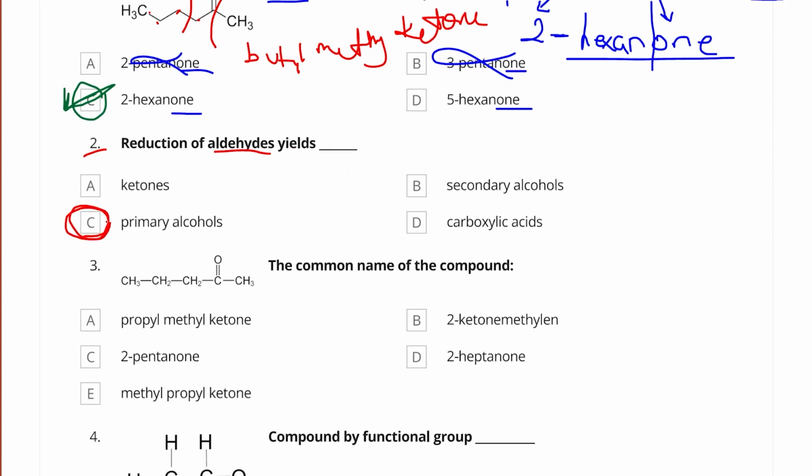Primary alcohol. This is the answer, not the secondary alcohols, as the ketones. The reduction of ketones can yield secondary alcohols, not the ketones. And the carboxylic acid: oxidation of aldehydes yields carboxylic acid, not the reduction. The answer is primary alcohols.